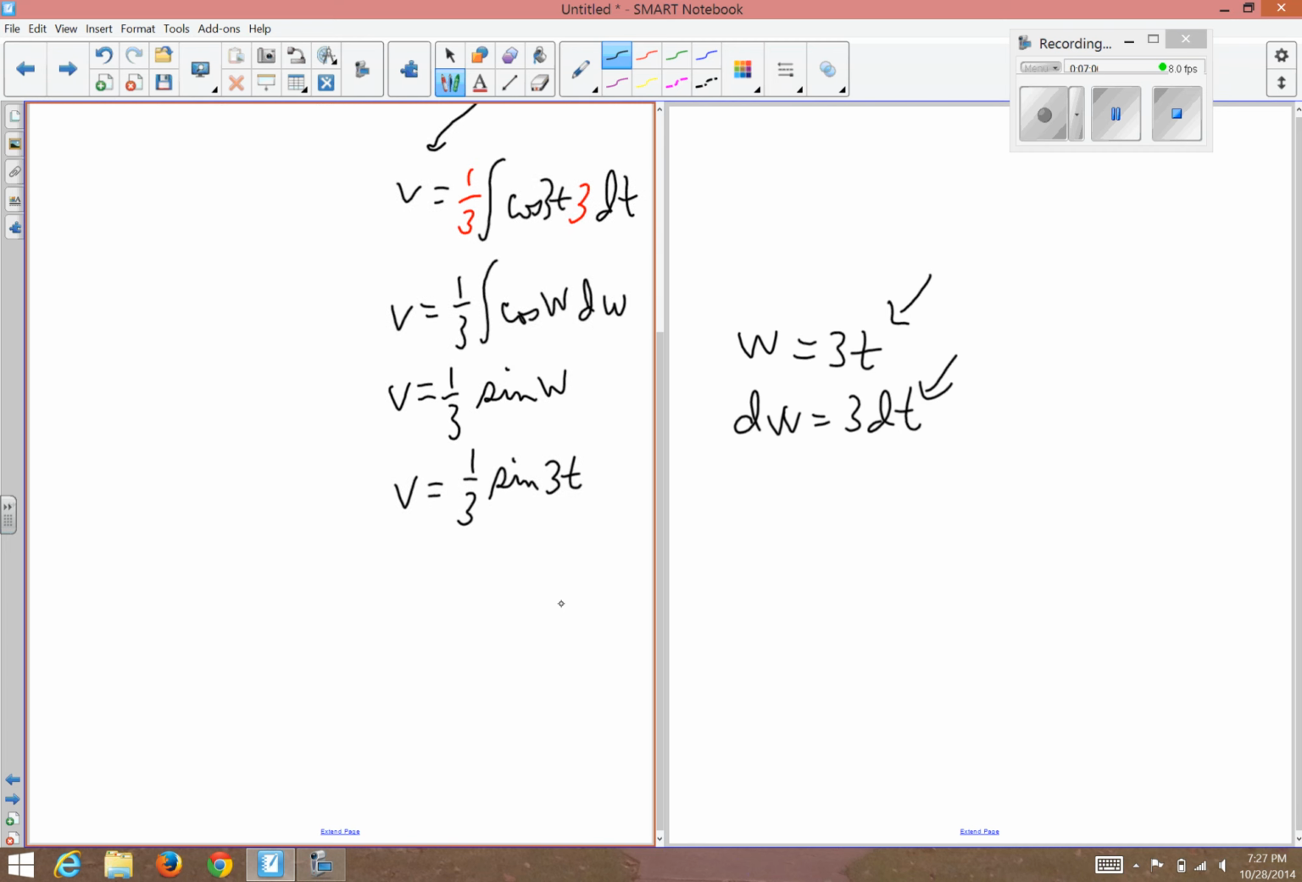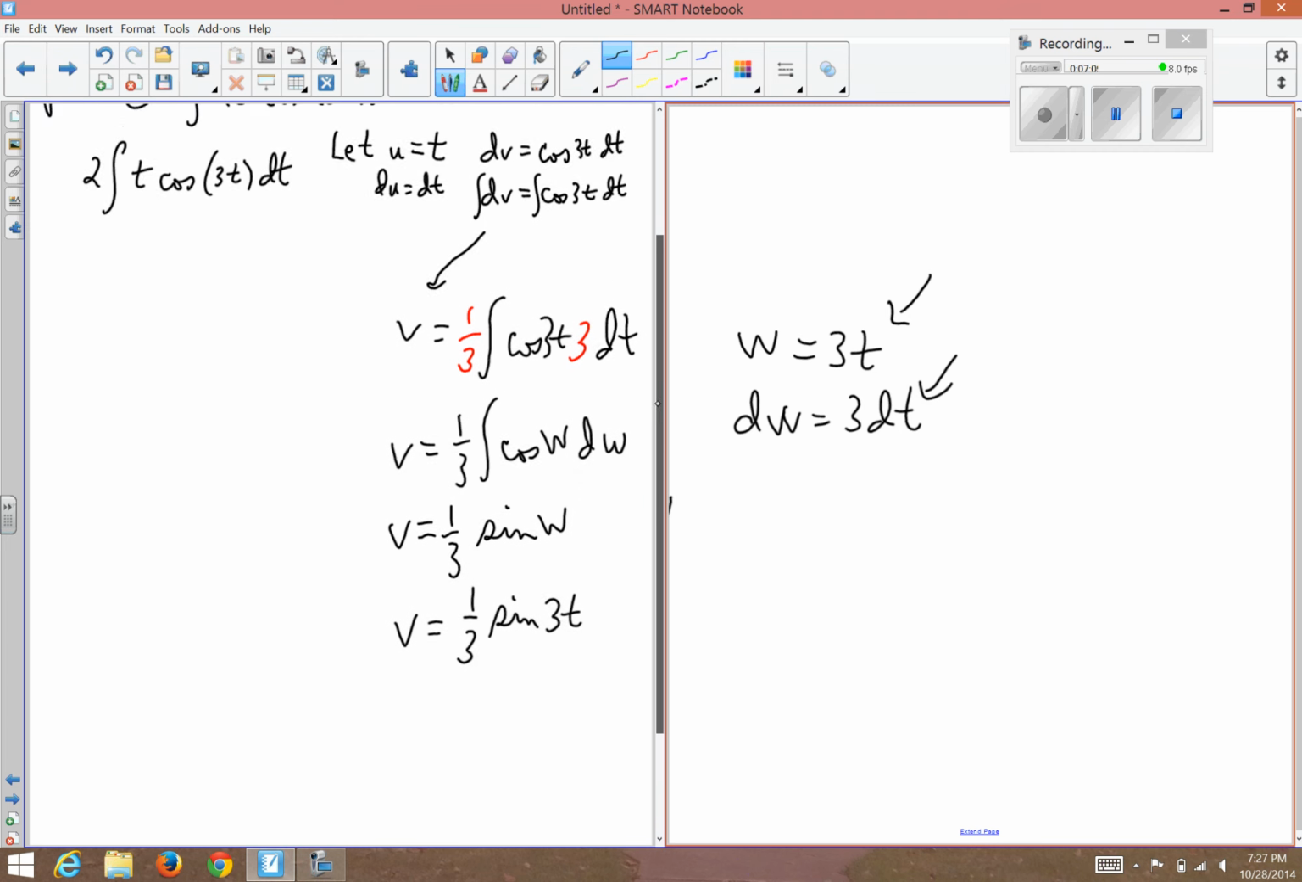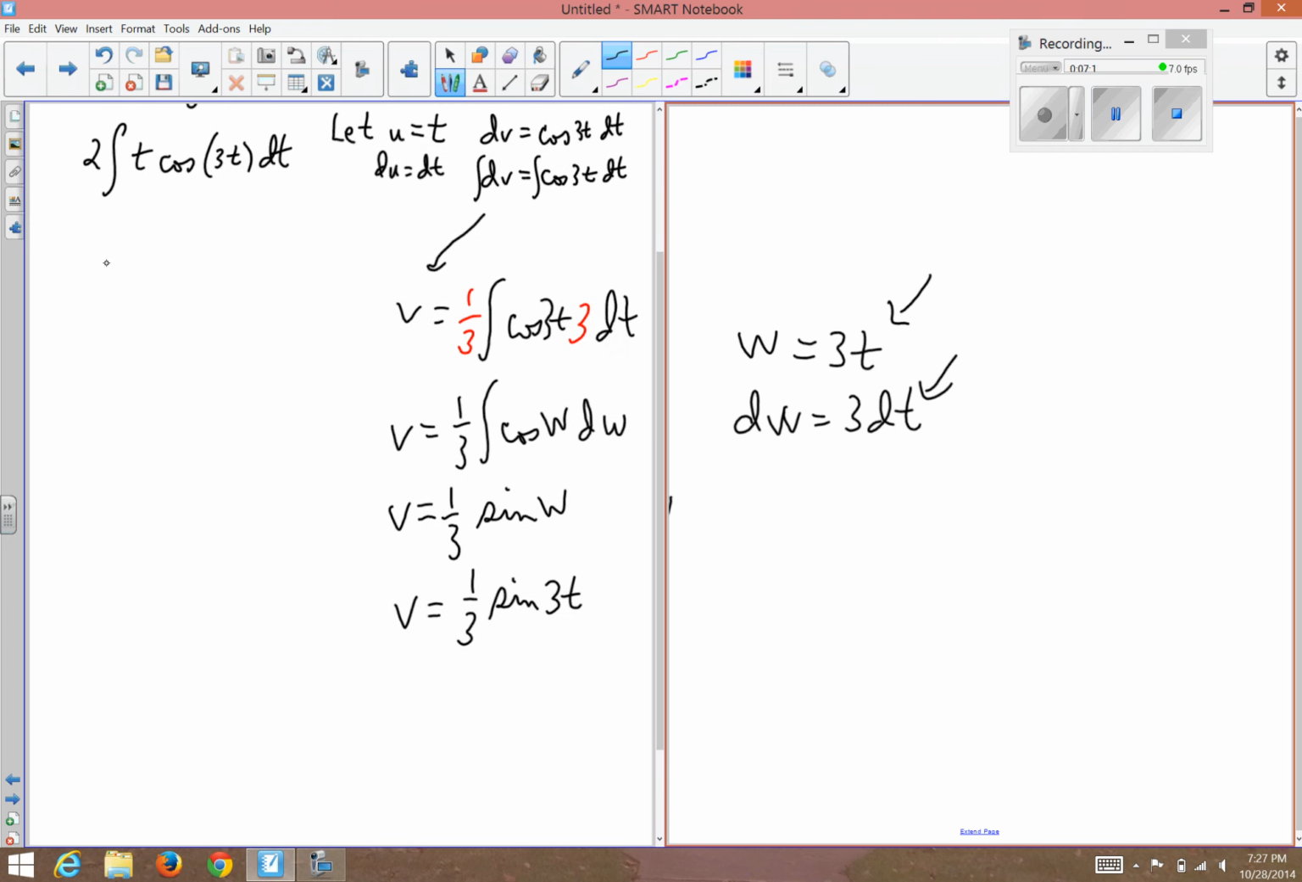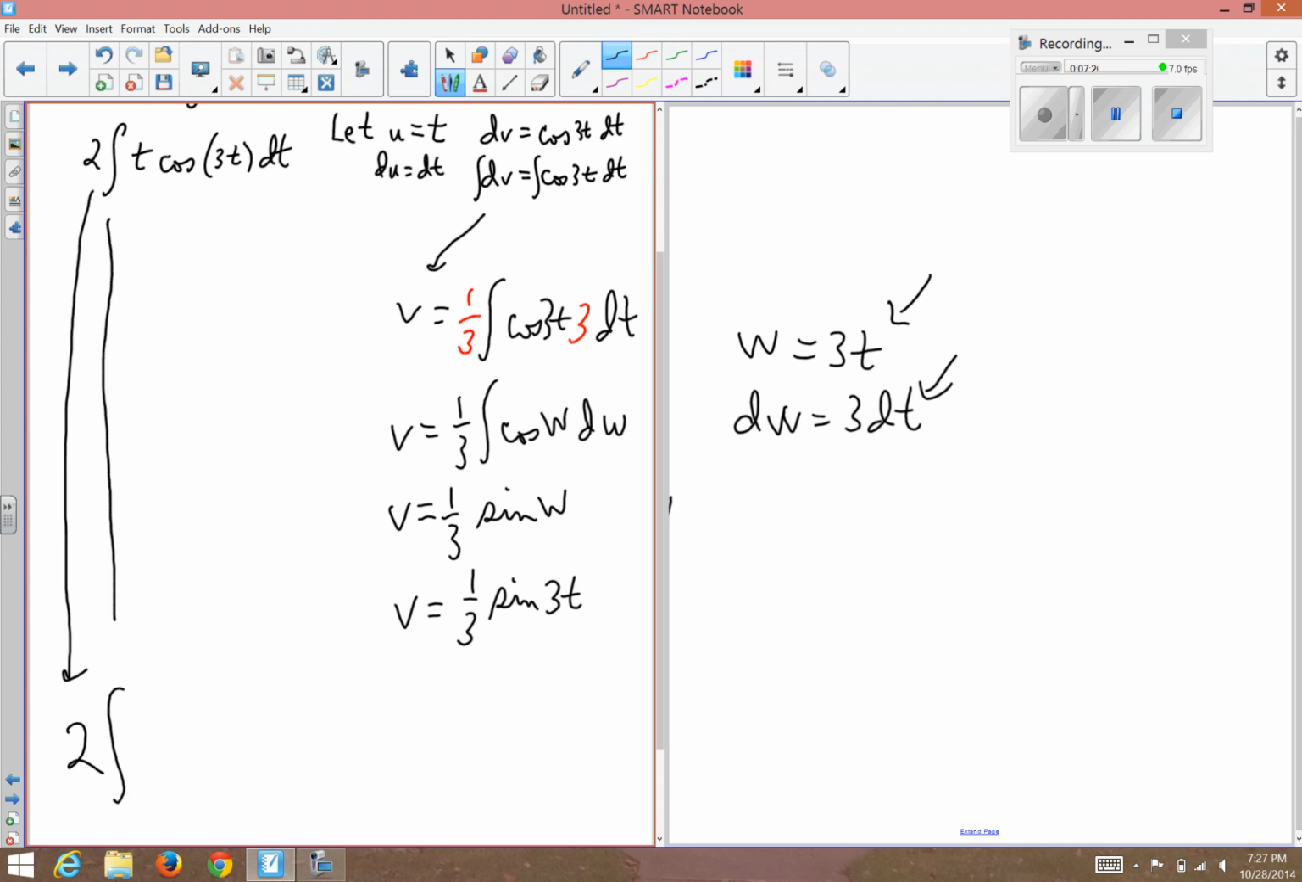Well, now we actually have to go back to the original problem, which is here. It starts with a 2, then there's an integral symbol. Well, then there's a t, but the t is equal to u. Look over here. Replacing t with u. And then there's cosine 3t dt, all of that equals dv.